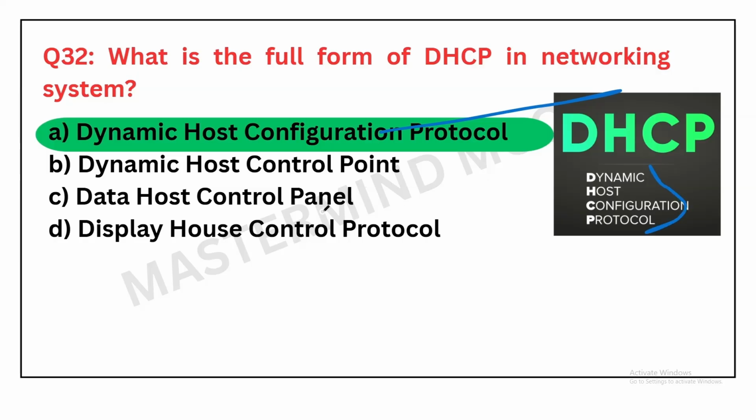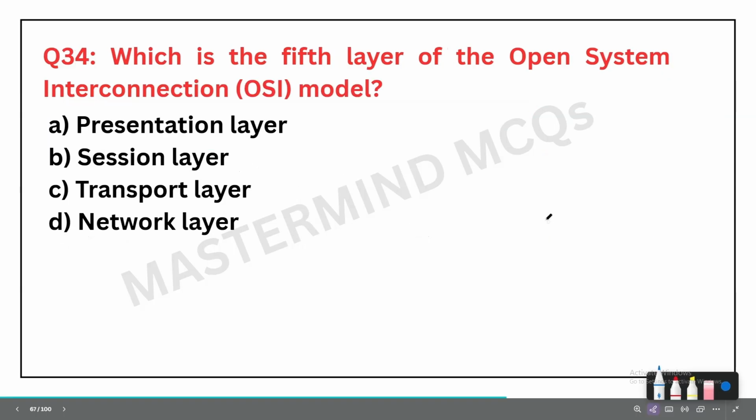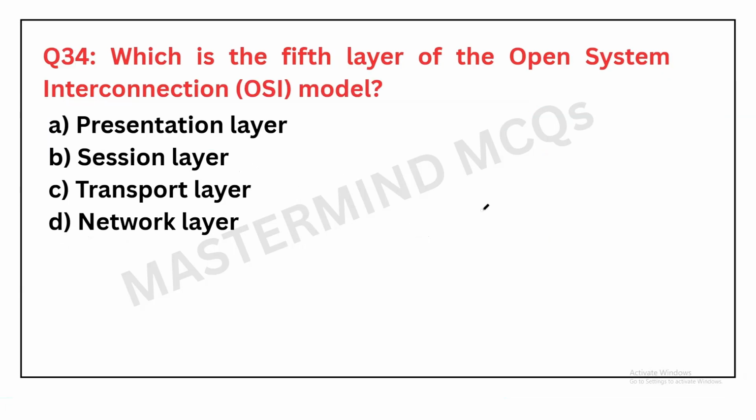Dynamic Host Configuration Protocol, DHCP, automatically assigns IP addresses and network settings to devices, making network management easier. Question number 34. Which is the fifth layer of the Open System Interconnection, that is OSI model? Option A, presentation layer. Option B, session layer.